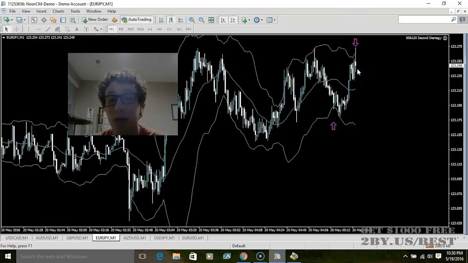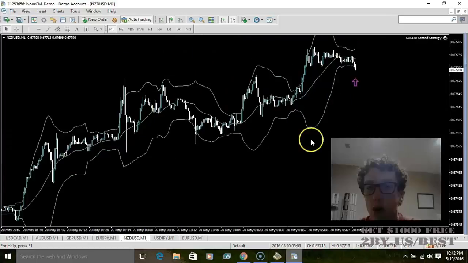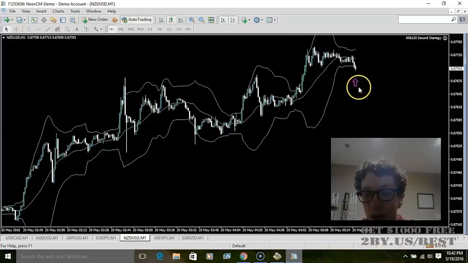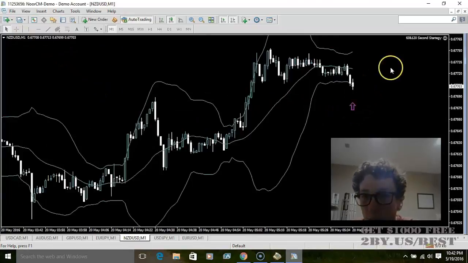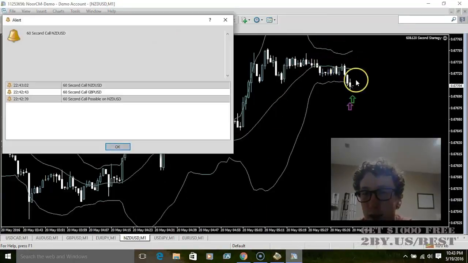And one of the main criteria for this strategy is that the candle has to close outside of the band, and then we will get in on the next trade. So we just got a warning here for a possible trade on the NZD USD, and this one looks very promising. There was an uptrend, and then it started to reverse.